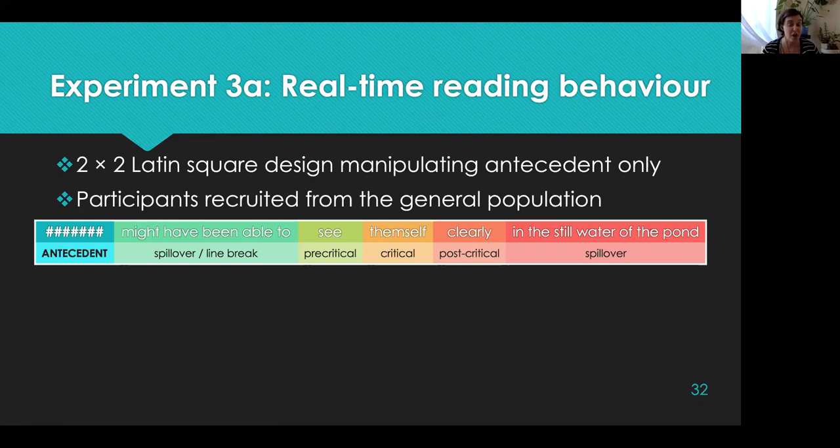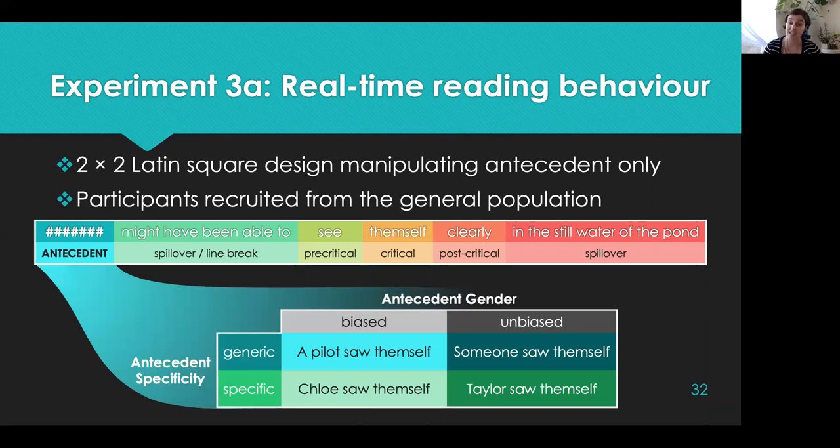So we have this sentence where we start with our antecedent. Then, because it's a fairly long sentence, I had to insert a line break. So we have something like, antecedent might have been able to see themselves clearly in the still water of a pond. And I asked people to read this sentence. Now, I didn't actually have them reading the word antecedent or a series of hash marks. I split this into four categories. The antecedent's gender could either be biased or unbiased, and the antecedent's specificity could either be generic or specific.